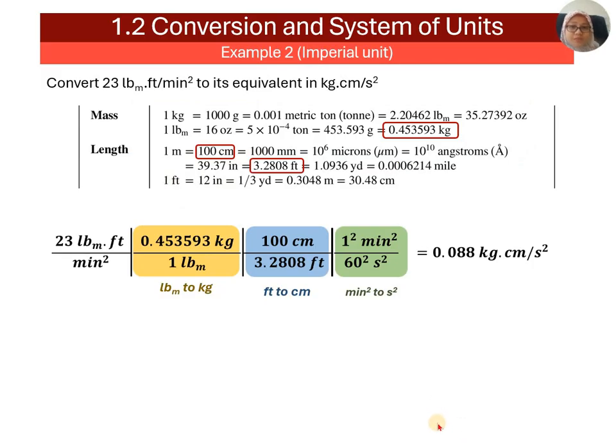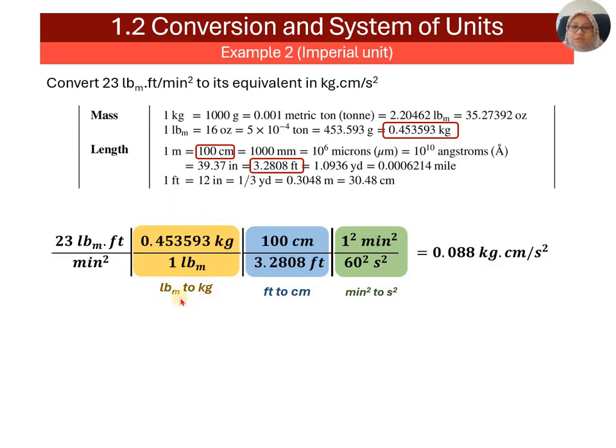This is the second example where it involves imperial units. So convert 23 pound mass feet per minute squared to its equivalent in kilogram centimeter per second squared. In this case, you have to do conversion for 3 different units: pound, feet, and minutes into kilogram, centimeter, and second squared. You can use the information given in the conversion table.